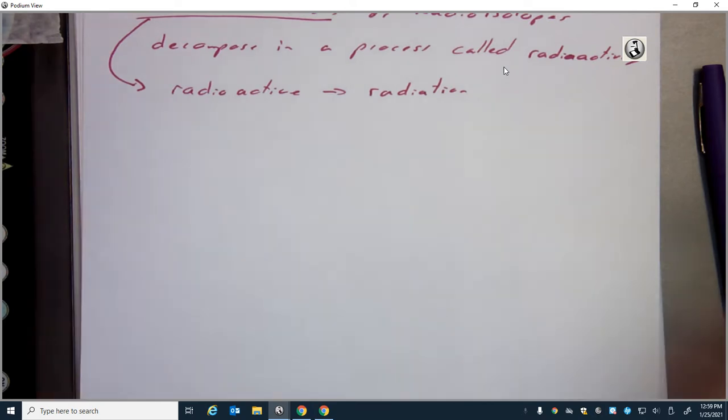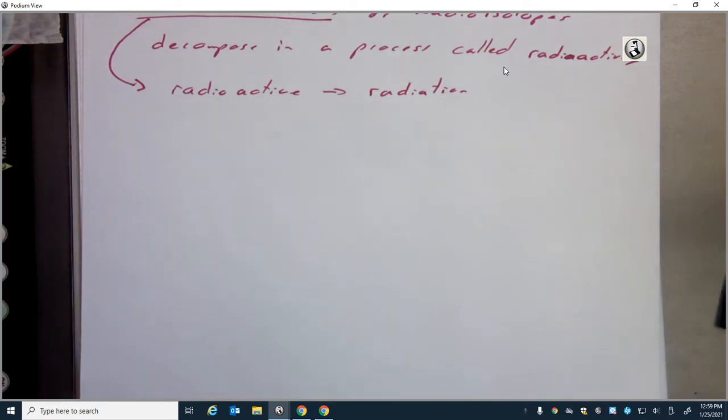So let's talk about radioactive decay, and then we'll go through some of the different types of it.